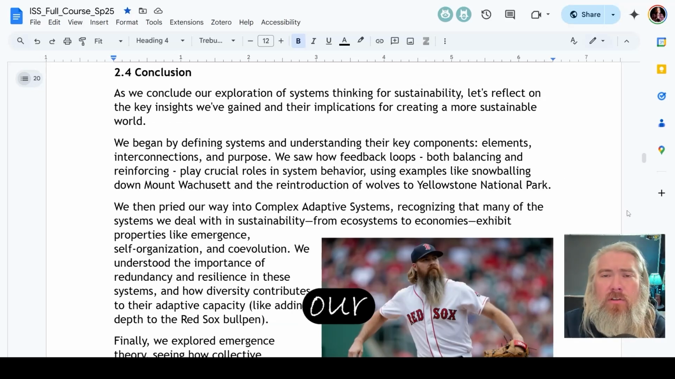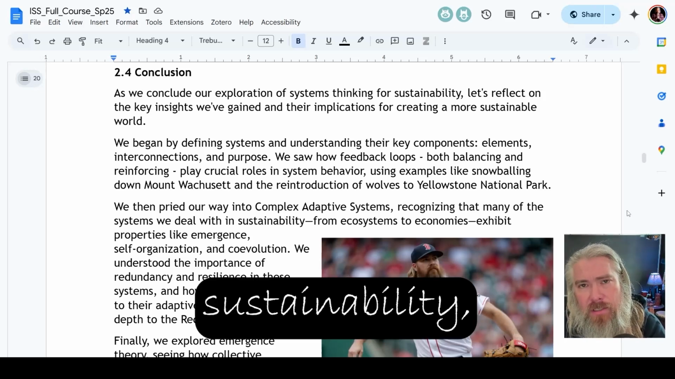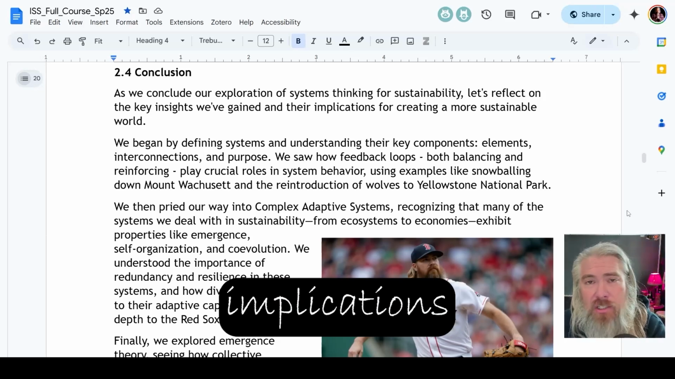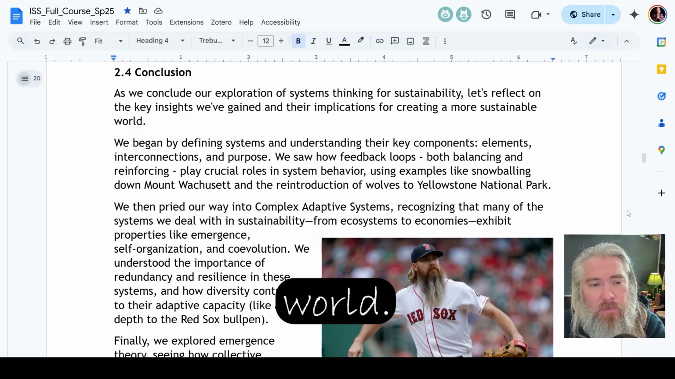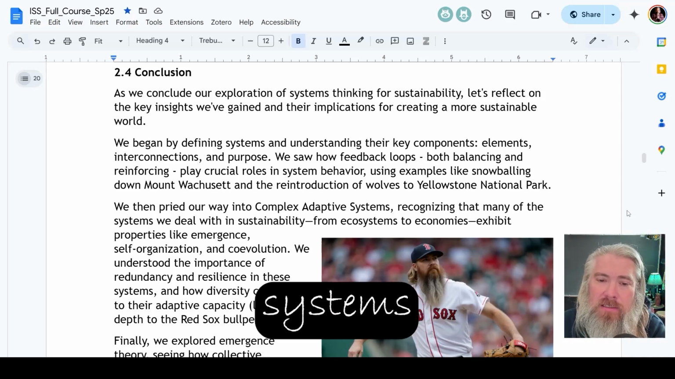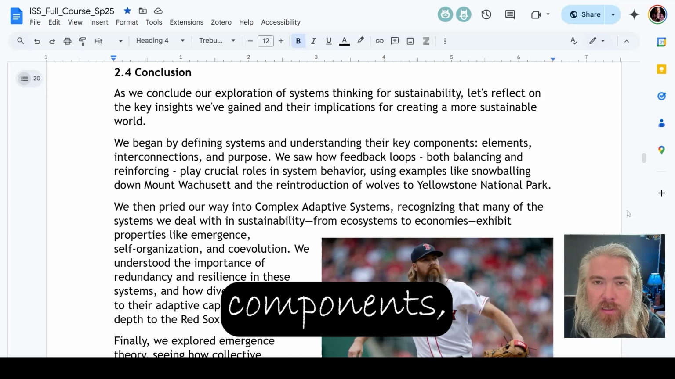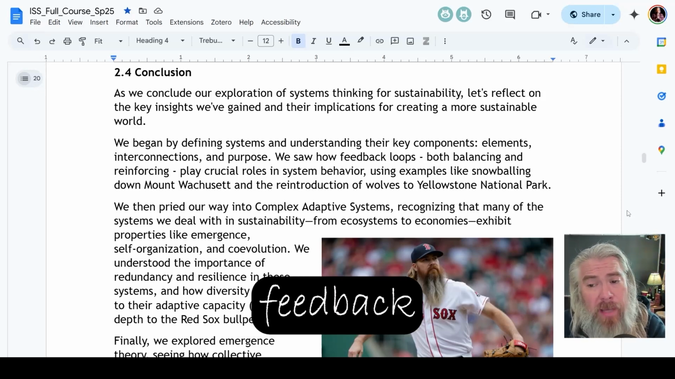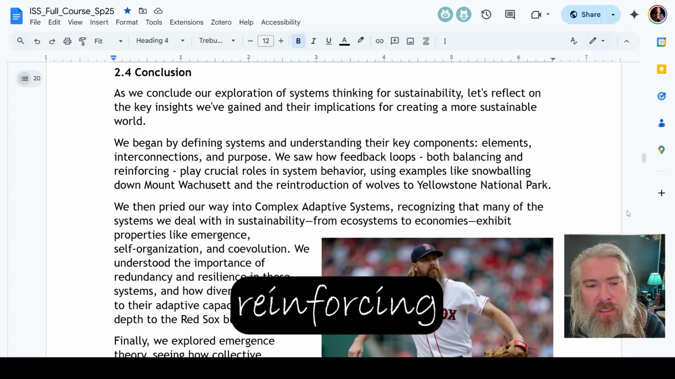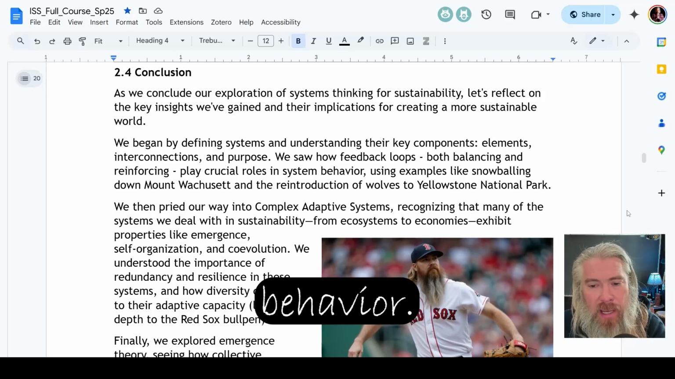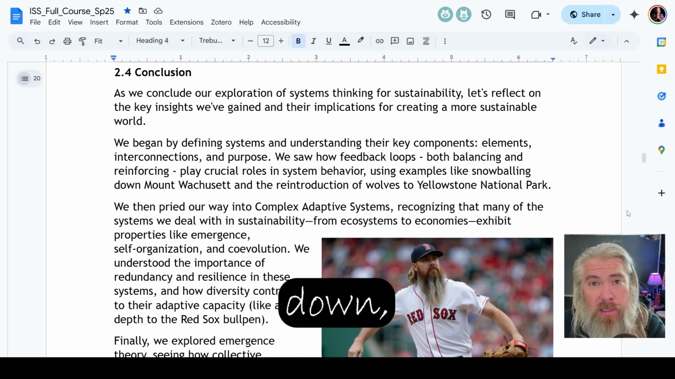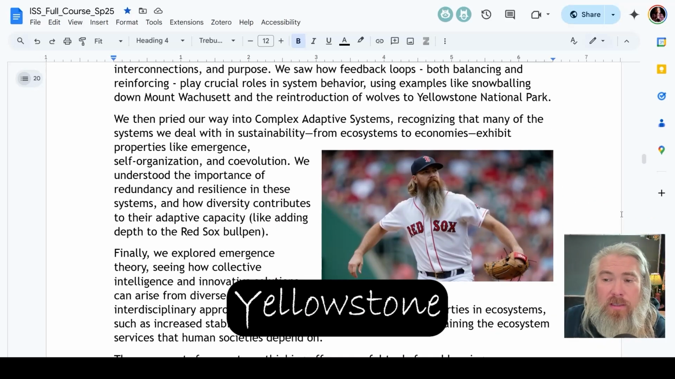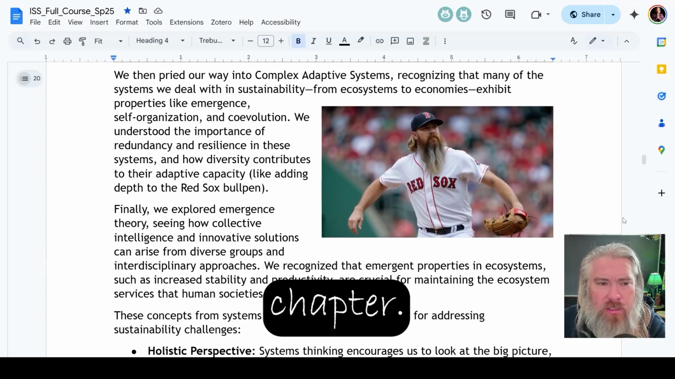Conclusion. As we conclude our exploration of systems thinking for sustainability, let's reflect on the key insights that we've gained and their implications for creating a more sustainable world. Now, we began by defining systems and understanding their key components: elements, interconnections, and purpose. We saw how feedback loops, both balancing and reinforcing, play crucial roles in systems behavior, using examples like snowballing down Mount Wachusett and the reintroduction of wolves to Yellowstone National Park, which we'll look at more in the next chapter.